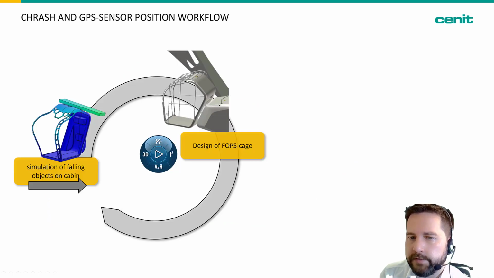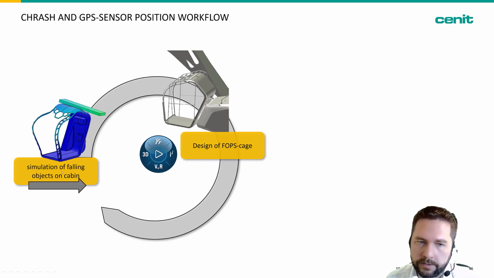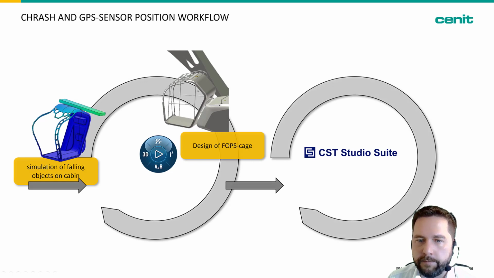We have a good directivity to the vertical, but now we have an issue with the mechanical load because we have falling objects which can fall on the cabin, and the cabin in this case is not stiff enough to protect the driver from those falling objects. So we have to create a cage, a so-called falling objects protective structure cage, FOPS.